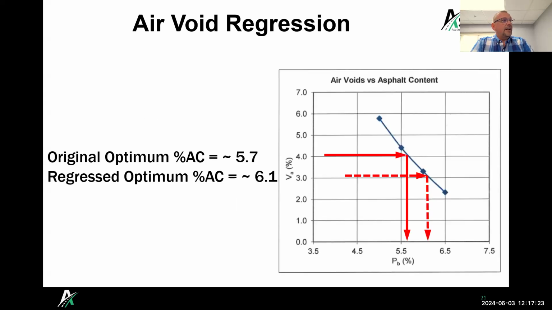So this is an example of how we do the regression. For those of you that were on the mix design, you remember the 4-point design. So we've got air voids versus our 4 different asphalt cement contents. Our optimum at 4% in this example is 5.7% liquid asphalt. So we just regress that by looking at, okay, I go down to the 3% air voids and my asphalt content should be 6.1%. So we've added about 0.4% in this example. That's what we're doing with regression: getting more liquid asphalt, closing up those air voids in that mix design.